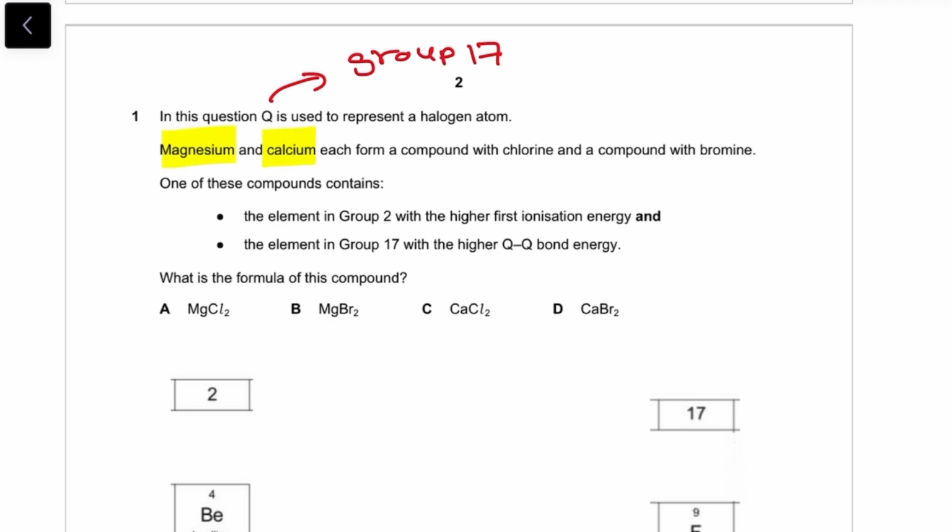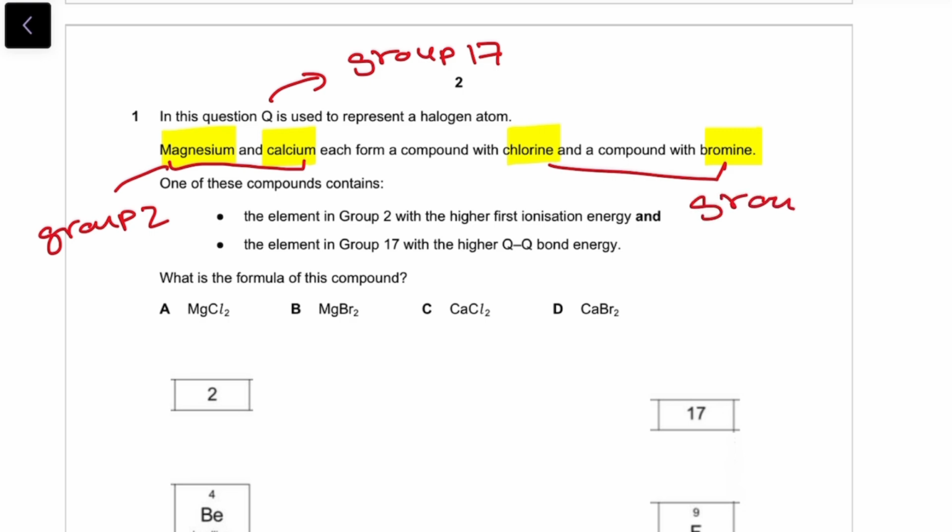Magnesium and calcium each form a compound with chlorine and with bromine. One of these compounds contains the element in group 2 with the higher first ionization energy and the element in group 17 with the higher Q-Q bond energy. So our magnesium and our calcium are both part of group 2, and our chlorine and bromine are both a part of group 17.